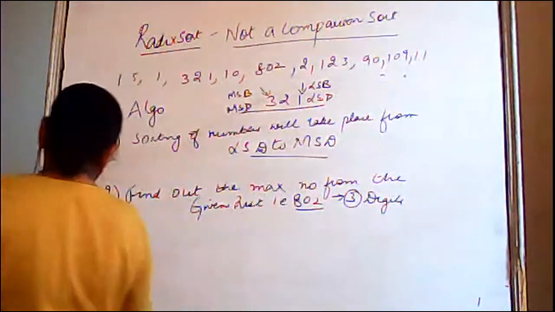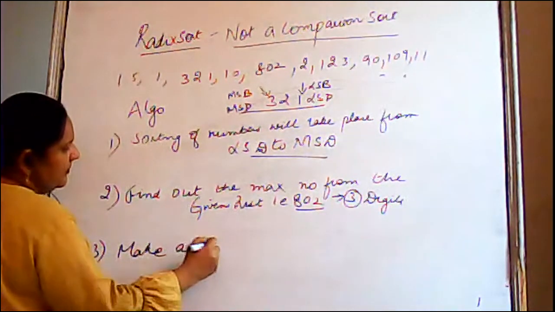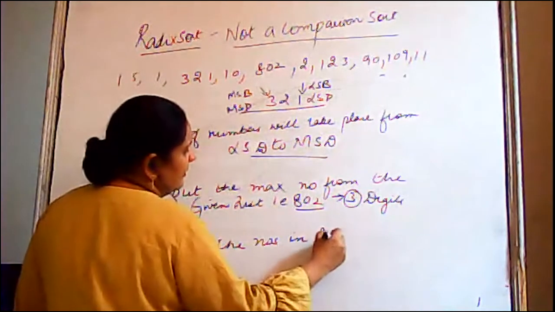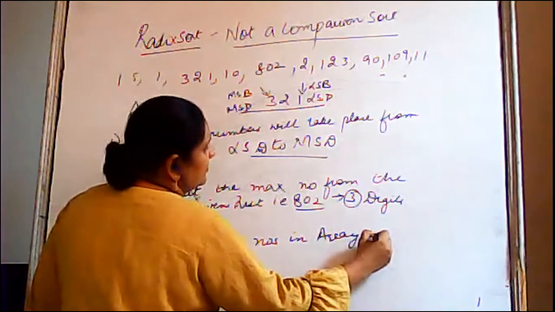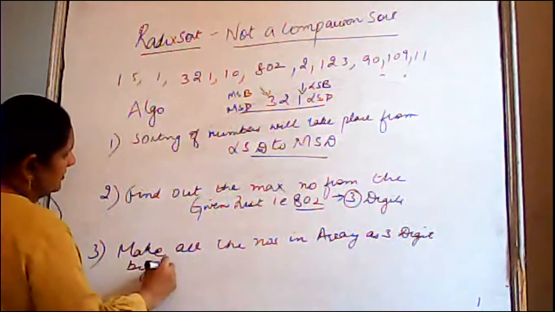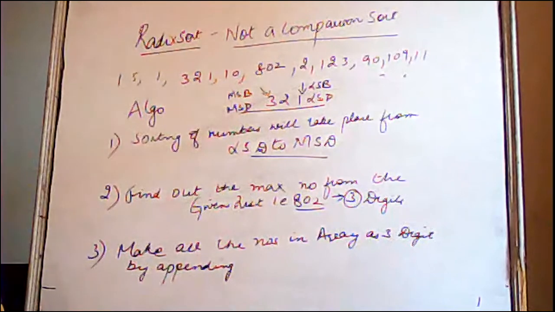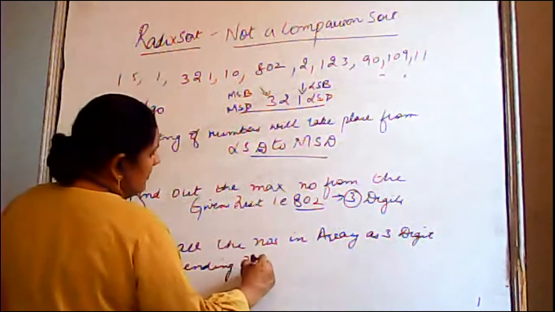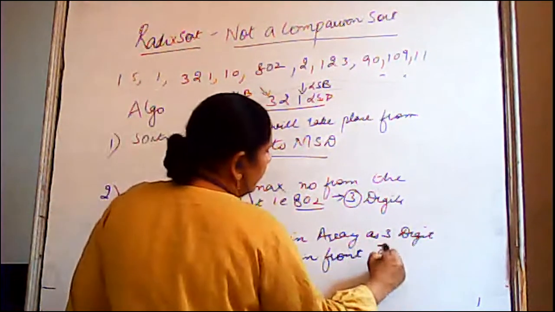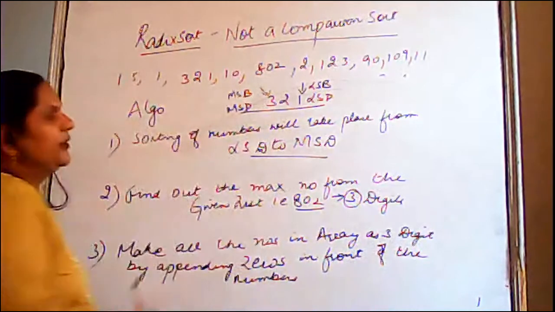Fine. Now, make all the numbers in a list or in an array as 3-digit numbers by appending zeros in front of the numbers. So you will append these zeros in front of the given number.